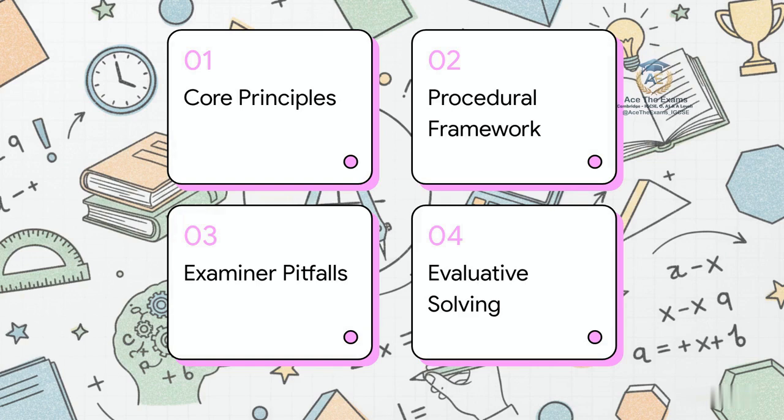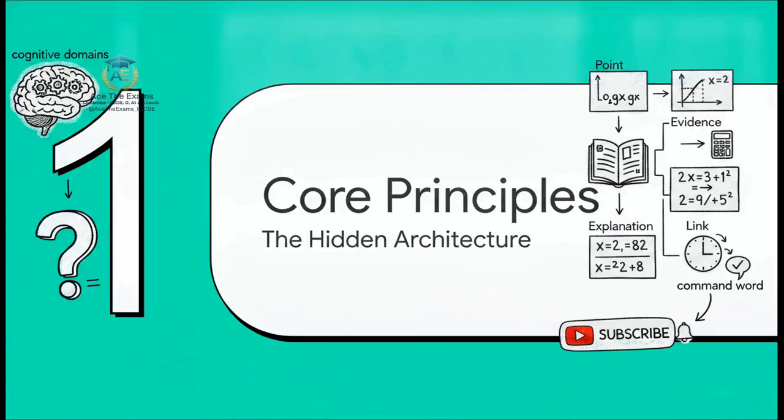All right, let's get into the hidden architecture. Section 1. Core Logarithmic Principles. It's time to unpack the theoretical foundations and the specific cognitive domains that the Cambridge syllabus is actively targeting when they write these papers.